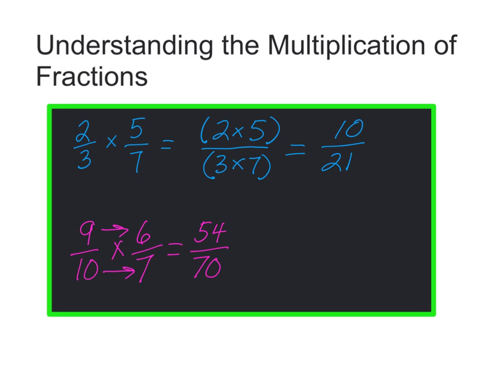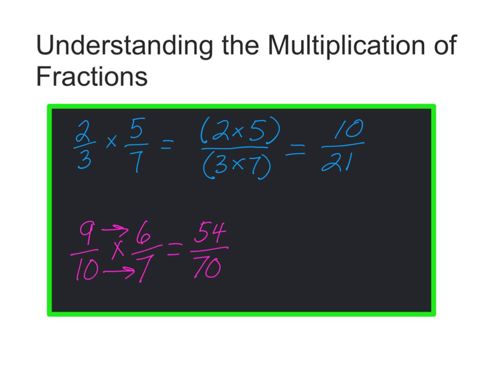Let's look at understanding the multiplication of fractions. Here I have listed two fraction problems where we're multiplying two fractions together, and there's two ways really to show our work. In this first one, you can see I have 2/3 times 5/7 equals. You take your 2 times 5 and put that on the top, and then you put your denominators on the bottom, 3 times 7. What you get here is 2 times 5 gives me 10, and the 3 times 7 gives us 21.